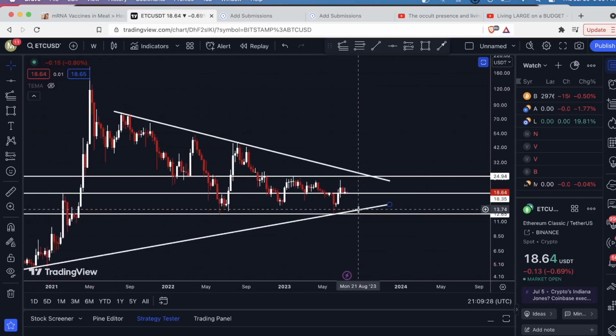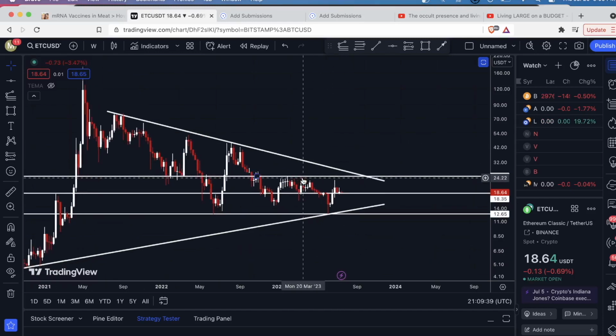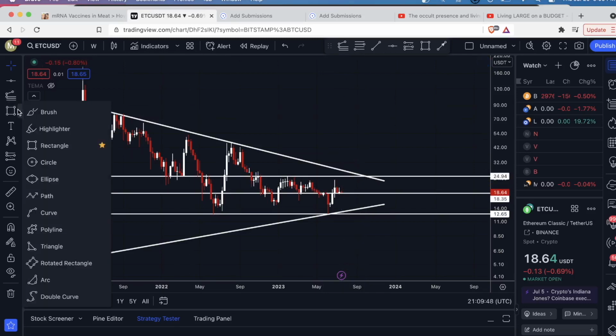Now, when you have what's called confluence, when you have multiple reasons to either go short or go long in a particular position, that just holds more weight. So for example, a good potential trade opportunity would be if the price comes up here, and then comes up here around this level. So let's just mark it out.